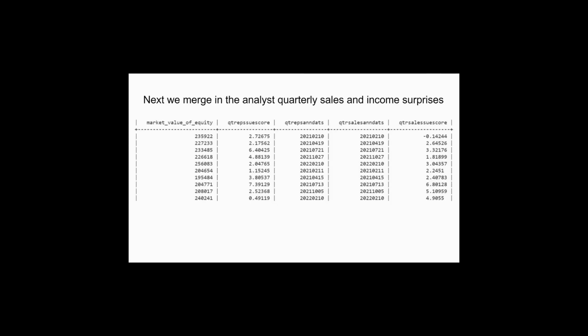So we want to merge in the analyst quarterly sales surprise and analyst quarterly income surprise. And so we merge it in, and here we go. We have quarterly EPS, so that's the quarterly earnings surprise. So this is, again, what were analysts expecting, what were their actual earnings per share, and then what was the standard deviation of analyst estimates. And that gives us this quarterly earnings surprise. And quarterly sales surprise is what was actual sales, what were analysts expecting, and then what was the standard deviation of analyst estimates for sales. Okay, next we merge. So now what we want to do is merge this data into our main data.